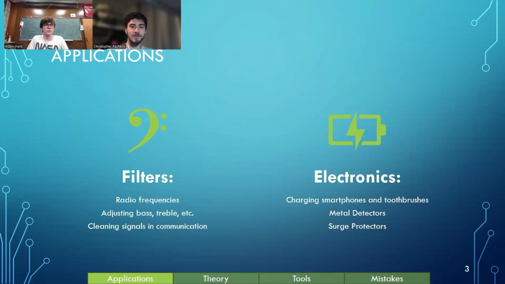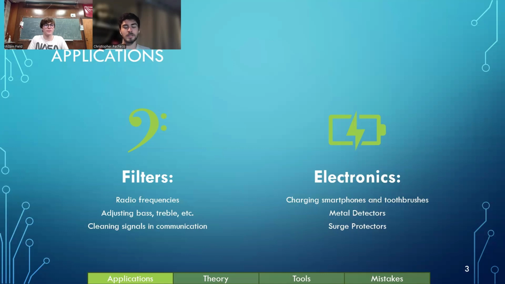RLC circuits can be used in a lot of different ways in the real world, but here we're going to talk about two specific ways: as a filter and also in electronics. As a filter, RLC circuits tend to work by only allowing a specific range of frequencies to be accepted. This means that whether it's a radio frequency you're looking for, adjusting the bass and treble for the music coming out of your speakers, or cleaning up some signals in communication.